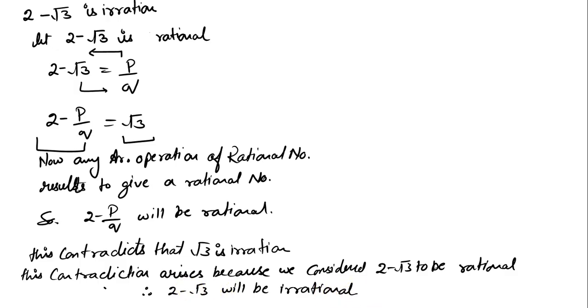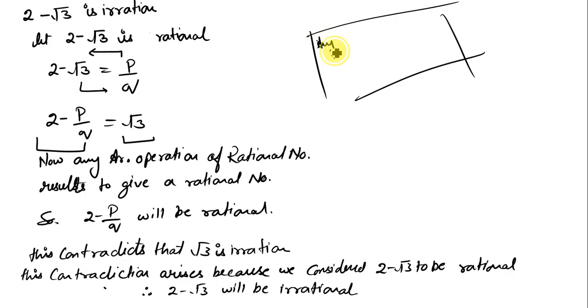By that we can also make a note. What will be the note? When we do calculations with irrational numbers, we simply get irrational numbers. So we can write: any operation or calculation with an irrational number results in an irrational number.